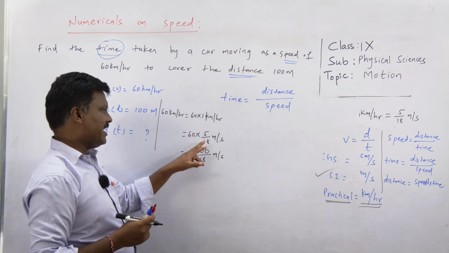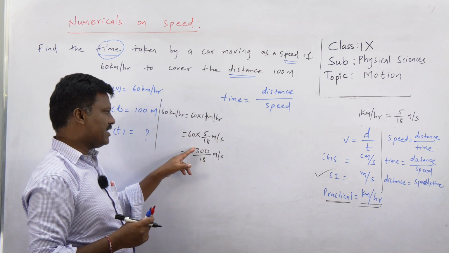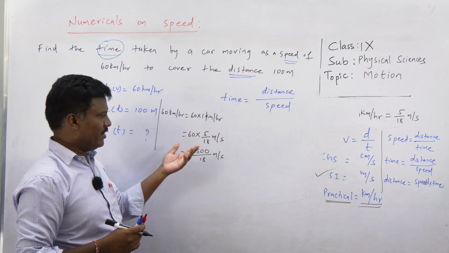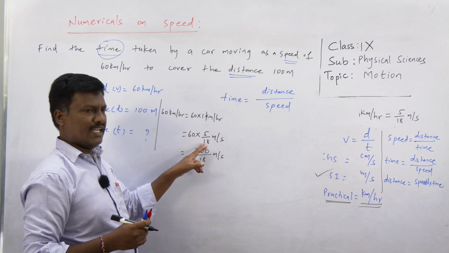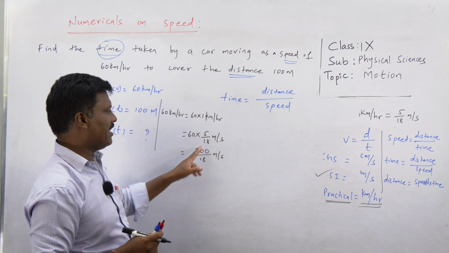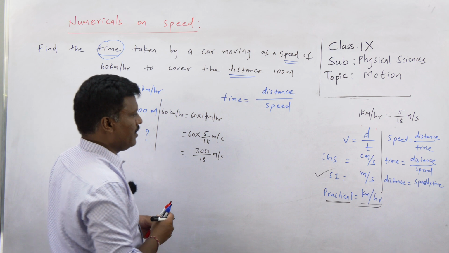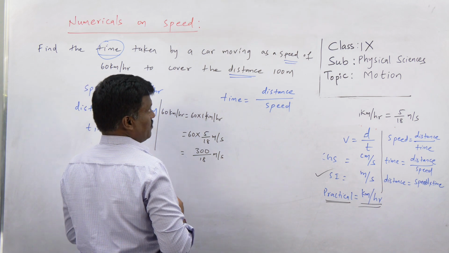Do we get any number in the 18 table in this? Either 60? No, we don't get 60 exactly. 60 is not exactly divisible by 18. That is why 60 into 5 we have taken, 300 by 18. Then do the division. Okay, a small rough work.